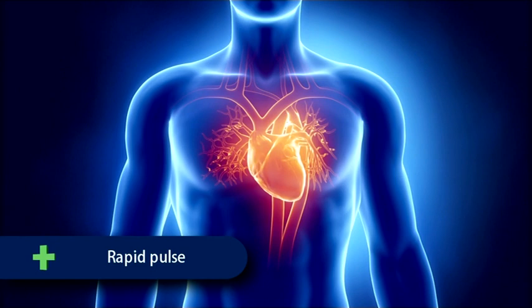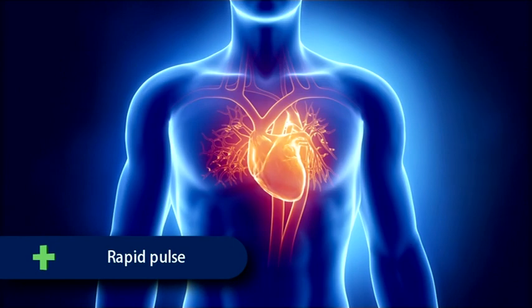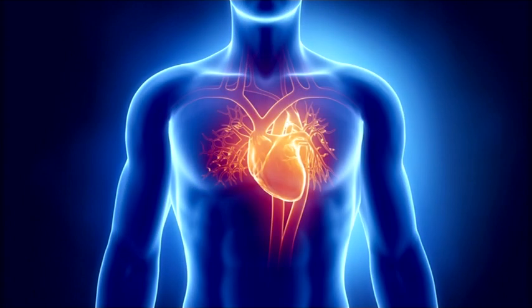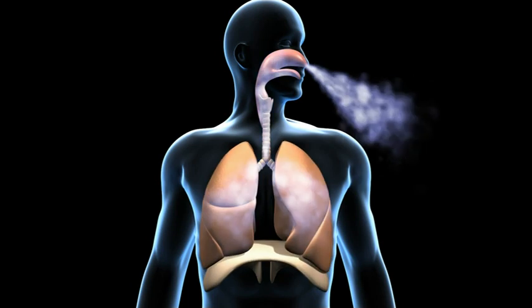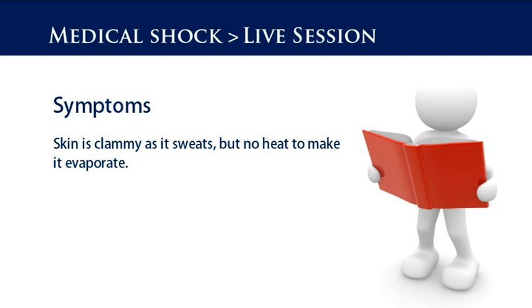Looking at those in a little bit more detail, a rapid pulse as the body produces adrenaline to speed up the heart and help circulate what blood is left, but it's weak because there's less of it. Fast breathing is a result of the blood going faster through the lungs. The casualty is likely to be pale because of the reduced amount of blood that's been delivered to the body's vital organs. And the skin is clammy as the skin sweats. There's no heat for it to evaporate.